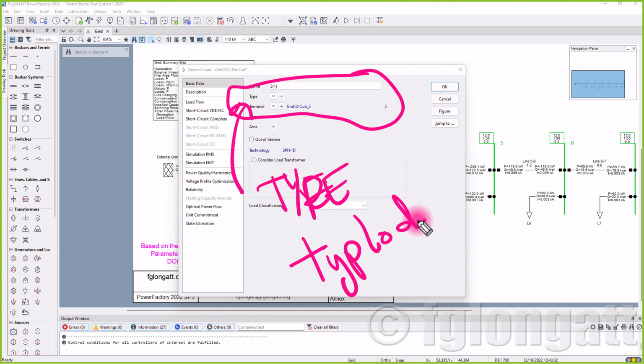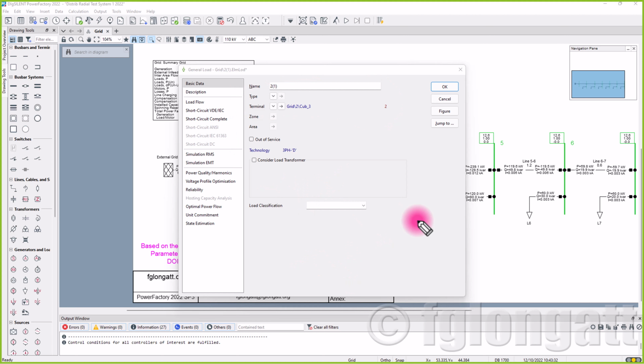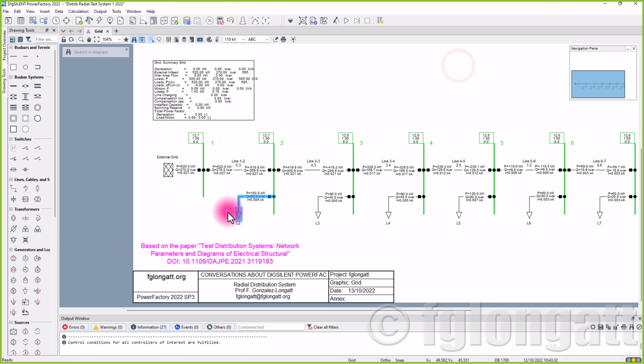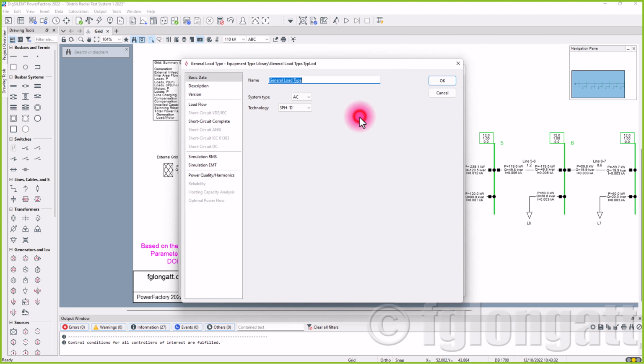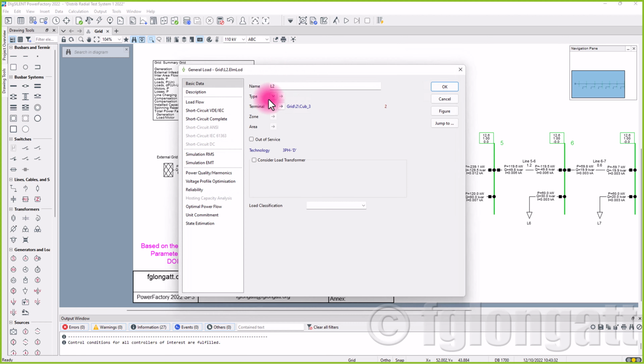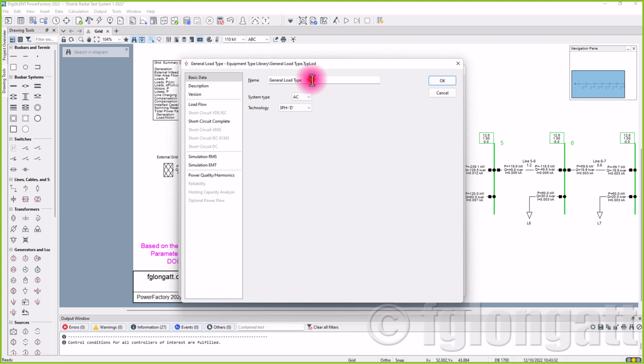Well, my dear students, that is extremely simple. Okay? Let's do the following. Let me double click here. I will do new project type. You can see over here, new project type. And then I will select general load type. And when I am doing this, PowerFactory is creating for me the type, new project type, and here, general load type, okay?